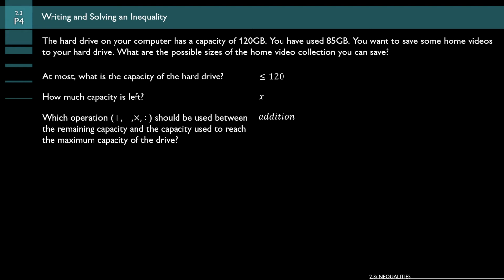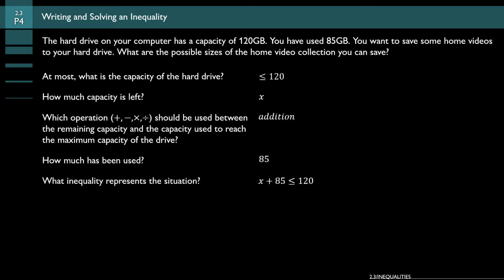So, how much has been used at this point? 85. What has been unused? X. So, x plus 85 is less than or equal to 120. At this point, isolate your variable, subtract 85 from both sides, and you're left with x is less than or equal to 35.